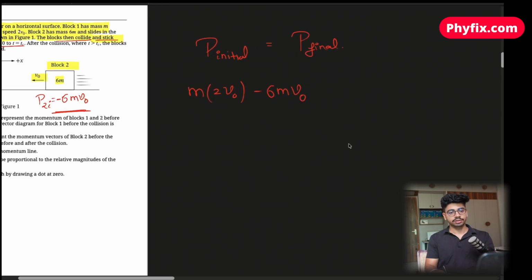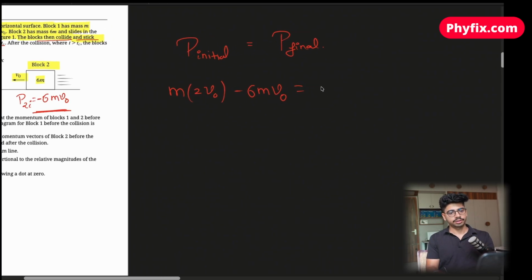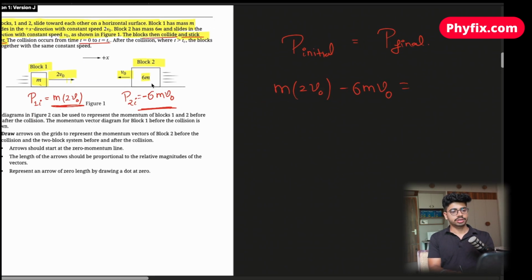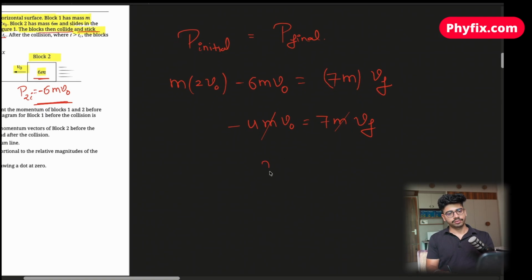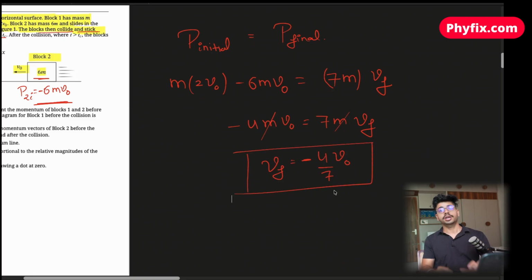After they stick together, the mass will be 6m plus m, so it becomes 7m, and the final velocity I have to find out. So this is minus 4m v naught is equal to 7m times the final velocity. The m's get cancelled out, so the final velocity comes out to be negative 4 v naught by 7. This is the final velocity of the combined system.